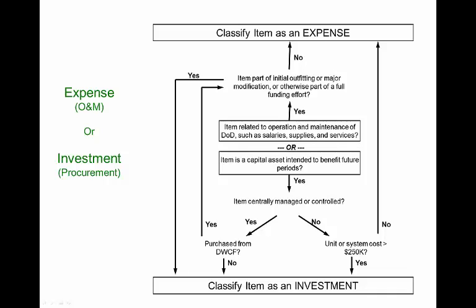In some cases, we will buy things that cost less than that, but they're part of what we would call a full funding effort, such as a major modification to something that was previously bought with a procurement appropriation. Most other things, such as salaries, spare parts, supplies, services that are designed to benefit the current period, are classified as expenses. And we budget for these things differently.